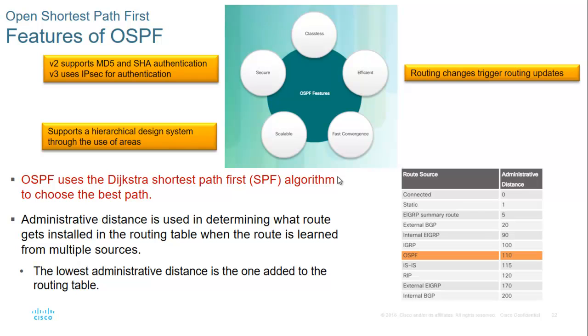OSPF uses the Dijkstra shortest path first, or SPF, algorithm to choose the best path. The AD for OSPF is 110. As you know, AD is used to determine what route gets installed in the routing table when the route is learned from multiple sources. The lowest AD is the one added to the routing table.